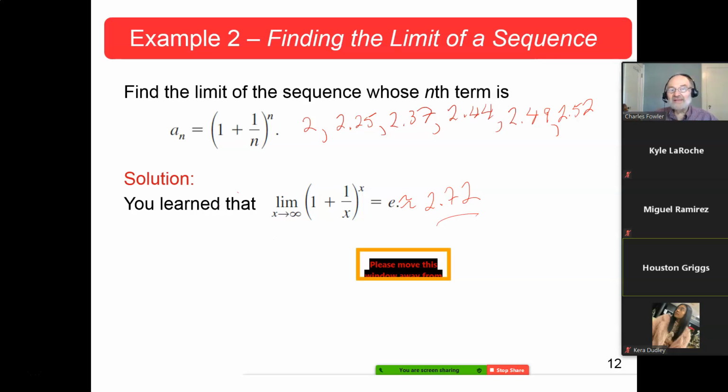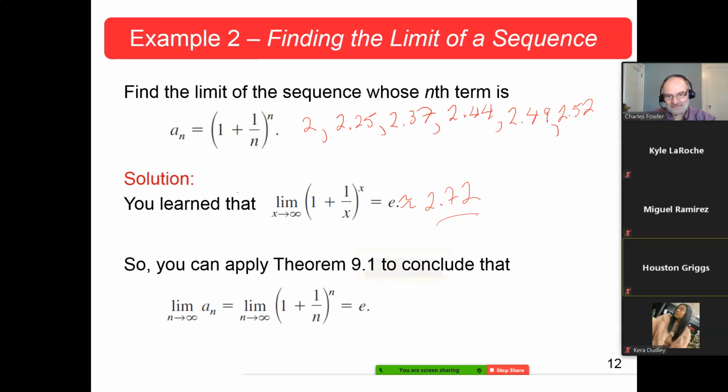Okay. So indeed, that is e, 2.72. So that does converge because there is a limit. As x is going to infinity, therefore as n is going to infinity, the same thing will converge to the same value. Now they just pulled that out of thin air, and that gave you the conclusion from Theorem 9.1: if the limit of the function is e, then the limit of the sequence is also going to be e.